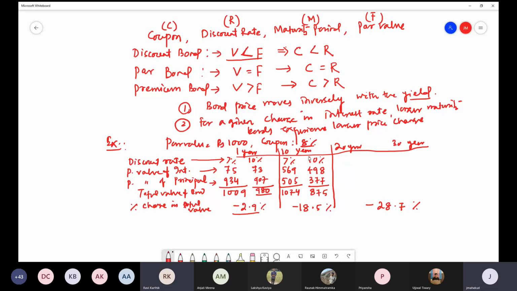No, sir. I mean, in the previous class where we discussed the valuation of bond, there we assumed that the coupon rate is same as that of the discount rate. No, I think we took the coupon rate as 9% and discount rate as 10%, if I correctly remember. Yes, sir. 9%, 10%. The coupon rate was 9% and discount rate was 10%.